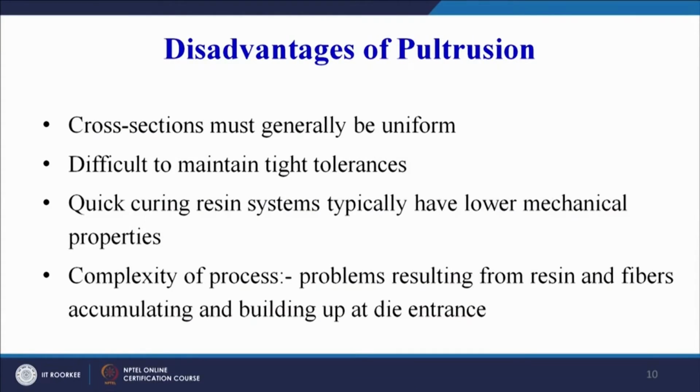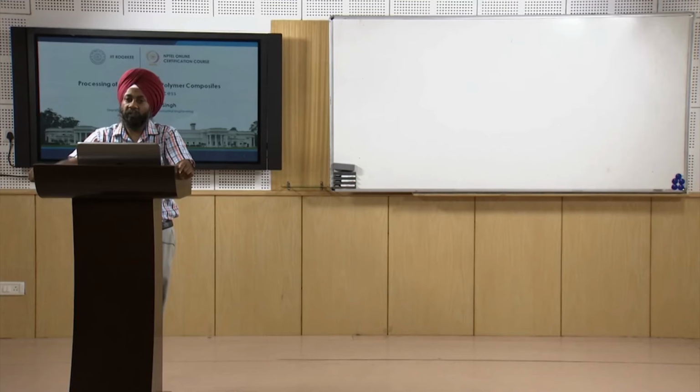It is difficult to maintain the tight tolerances, that is another limitation. The dimensional stability, the tolerance limit sometimes may not be achieved as per the requirement or as per the design requirement. Quick curing resin systems typically have lower mechanical properties. Now this point is important from the point of view that we have to cure our resin in the designed length of the die only.